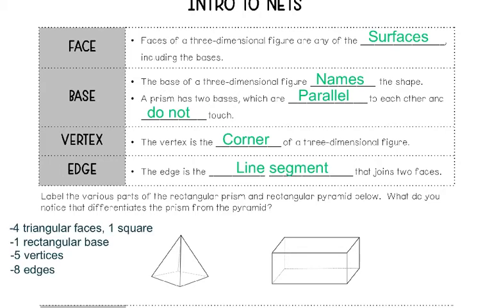So let's start one at a time. Let's start with the pyramid here. It's a rectangular pyramid because the base is a rectangle, or in this case, I think it looks like a square. So it's got four triangular faces. You can see that four triangles meet to the point, and it's sitting on one square base. So it's got five faces in total, even though they're different shapes. It's got one rectangular base, like I said, and it's got five vertices. You can see that here.